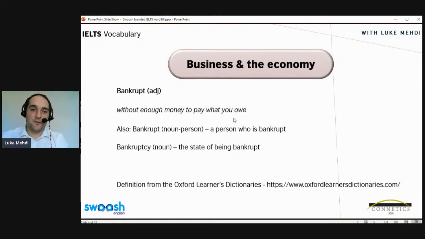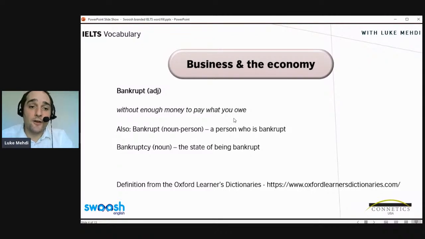So the first word that we've got here is bankrupt. Now, all of these definitions come from a brilliant resource, the Oxford Learners Dictionaries. The link is at the bottom there on this slide and on all of the definition slides. If you are not familiar with the Oxford Learners Dictionaries, I recommend that you have a look at them. They give you pronunciation, quite nice, easy to understand explanations for the words, and you can choose whether you want to hear it in British English or American English. A really good resource for you guys preparing for your IELTS test.